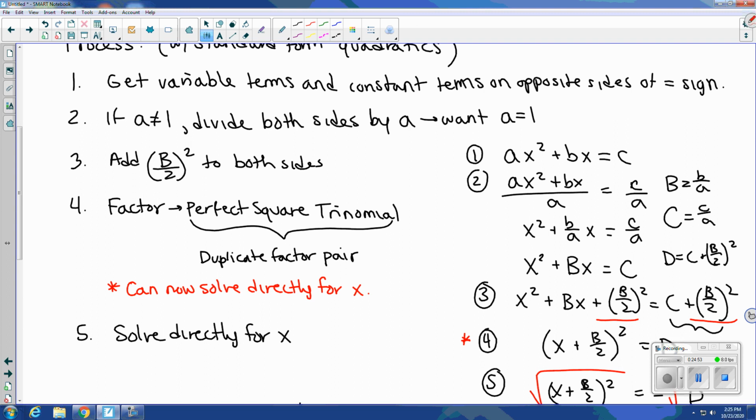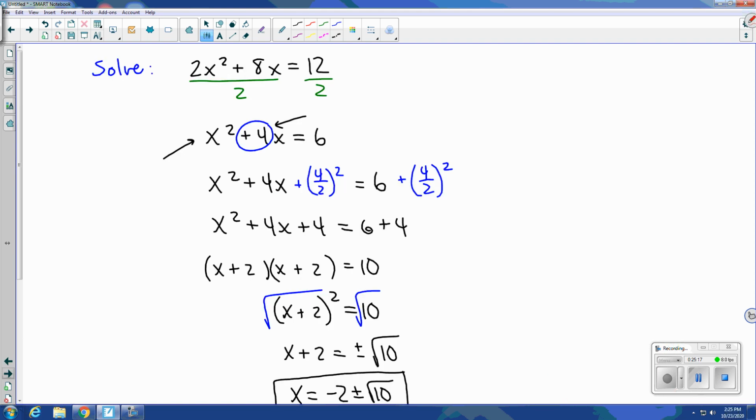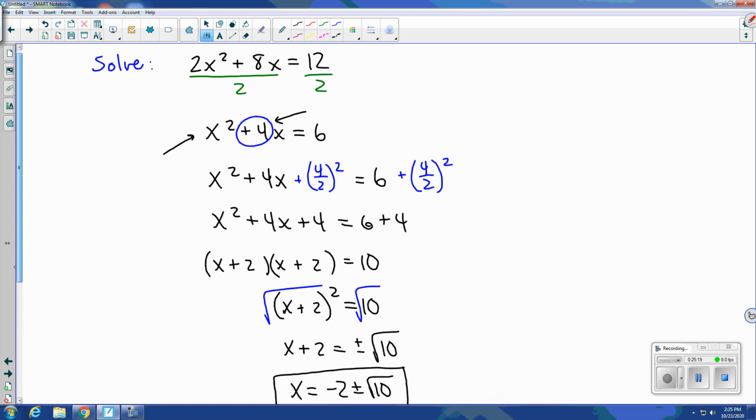This is after you've made a equal to 1. Okay? So that is how we can use completing the square to solve an equation.